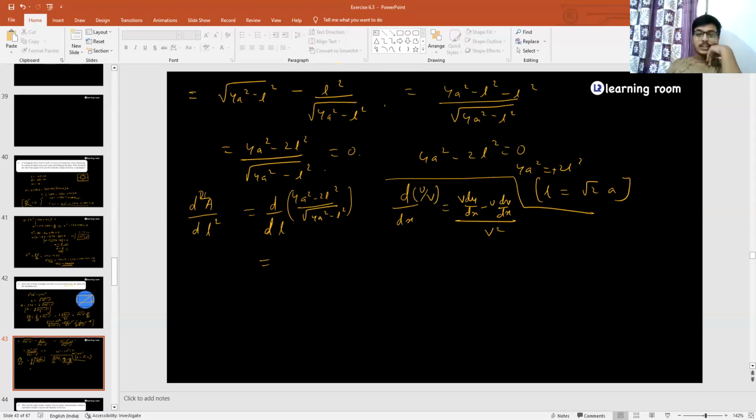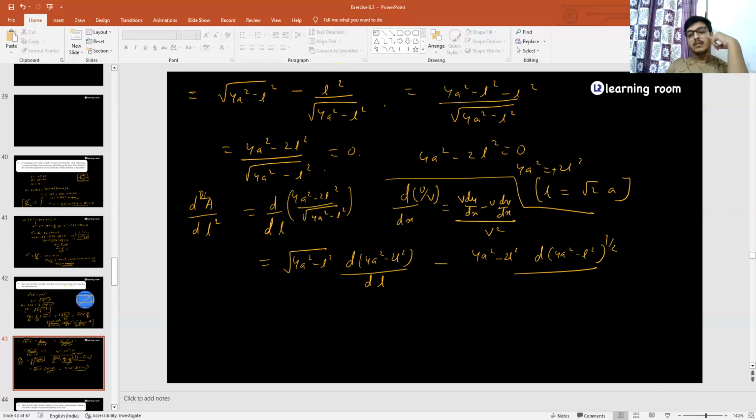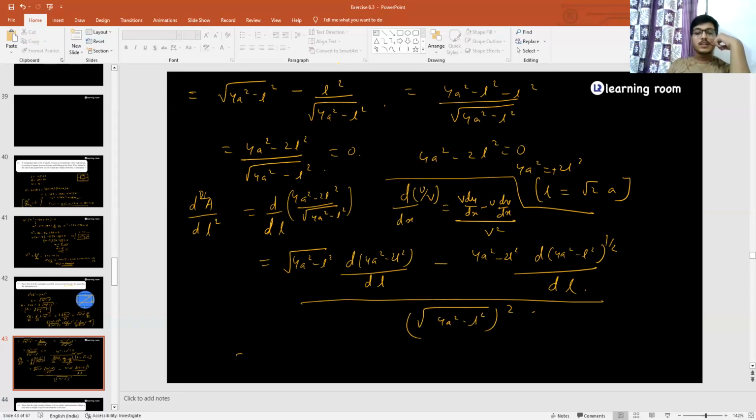So what I'll do: take the denominator first, root under 4a square minus l square, into the differentiation of the numerator, 4a square minus 2l square upon dl, then minus 4a square minus 2l square, and then the derivative of the denominator, all upon the whole square of root under 4a square minus l square. It is quite lengthy, but we can do it. Can anybody solve this and tell me?